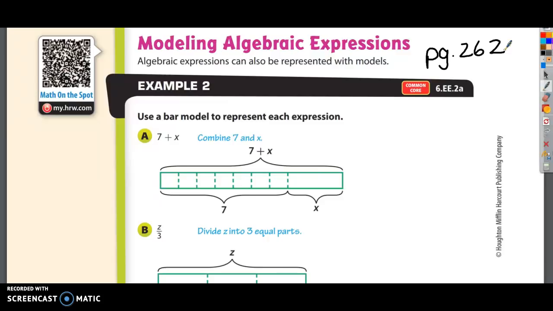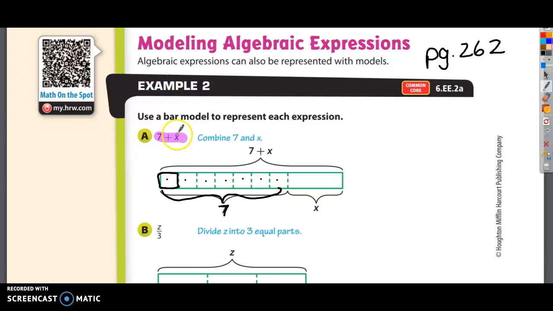Algebraic expressions can be represented with models. The directions say use a bar model to represent each expression. So this expression right here is 7 plus x. So what we can think of is we're going to need 7, and so they give you 7 of these little squares. 1, 2, 3, 4, 5, 6, 7. And they use this symbol right here to show you that that's 7.